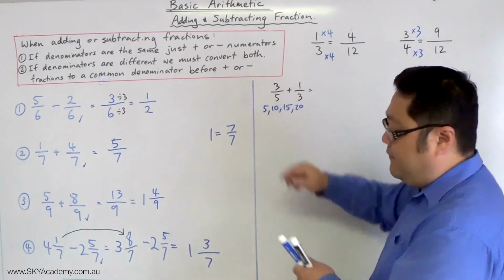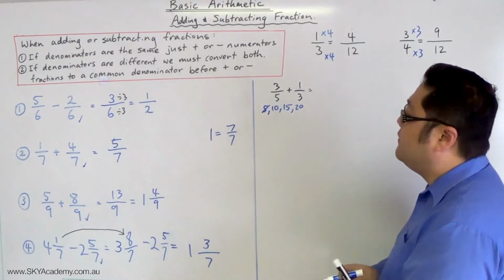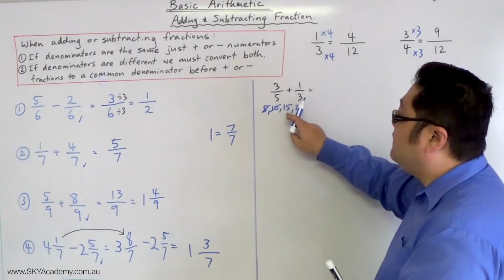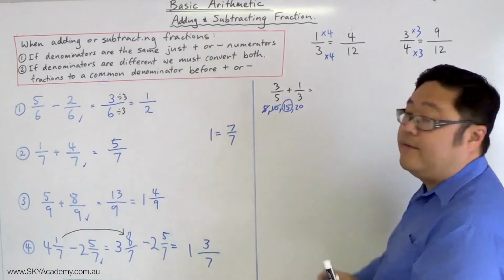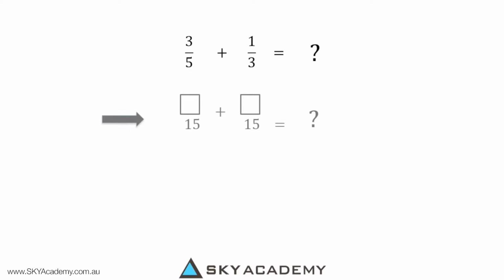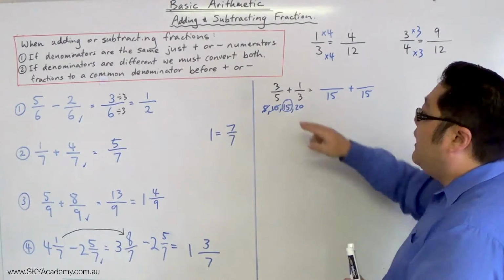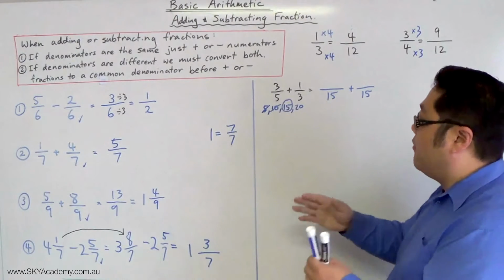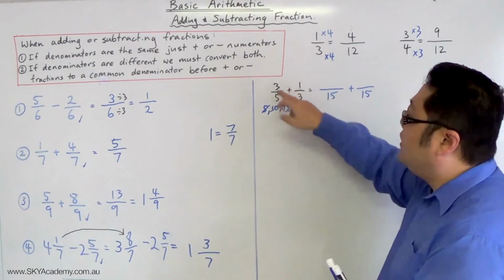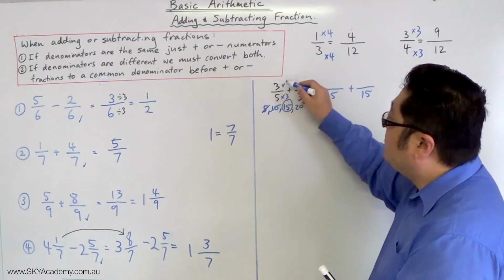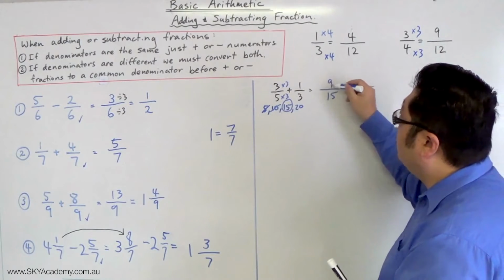Does 3 go into 5? The answer is no, 3 doesn't go into 5. Does 3 go into 10? No, 3 doesn't go into 10. Does 3 go into 15? Yes, 3 goes into 15. So 15 would be the lowest common multiple, in which case you would put everything over 15, and you would ask, what would you have to do to 5 to get 15? You'd have to times by 3. So if you times the bottom by 3, you'd need to times the top by 3. So you times 3 here, and you times 3 there, and you get 9 over 15.